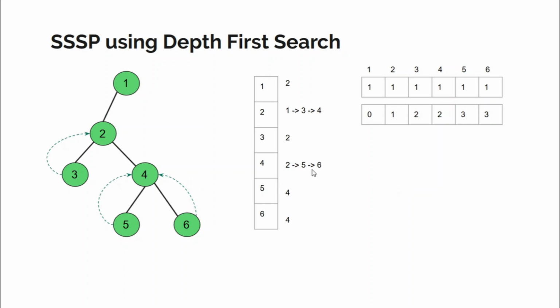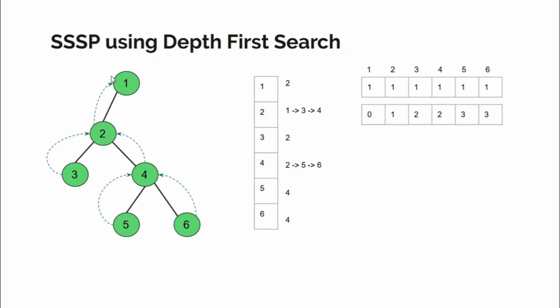Now 4 has completed its adjacency list, so 4 would also track back to its calling function, that was DFS 2. Now DFS 2 has already completed its execution, since there is no unvisited element left, so from node 2 we would track back to node 1, and from node 1 we would track back to the main function from where we had made the DFS 1 call.